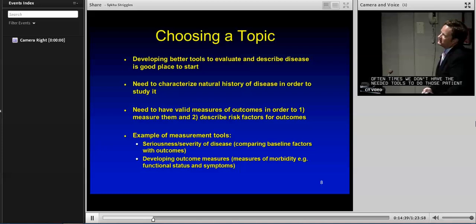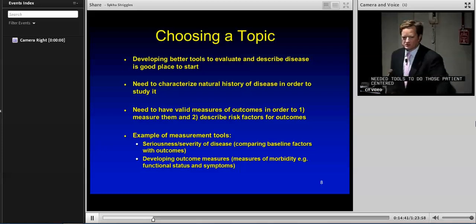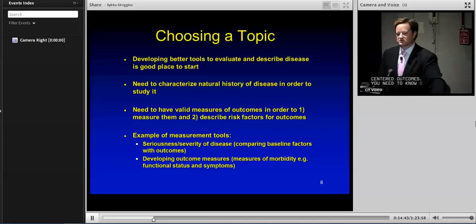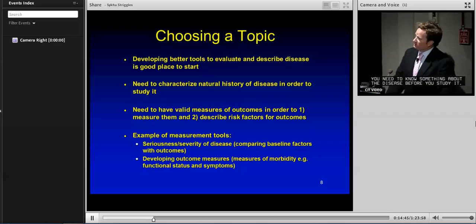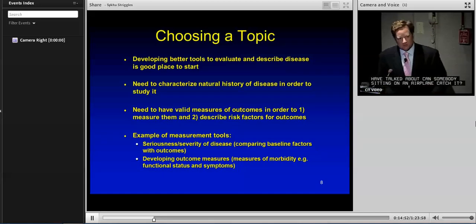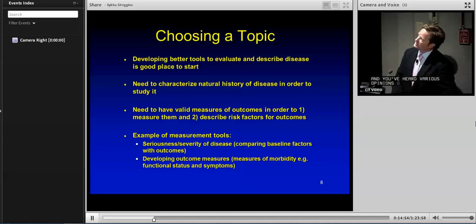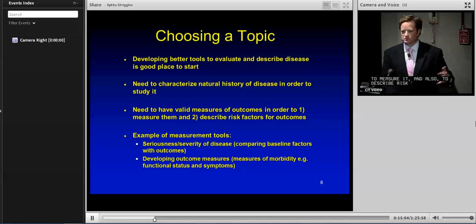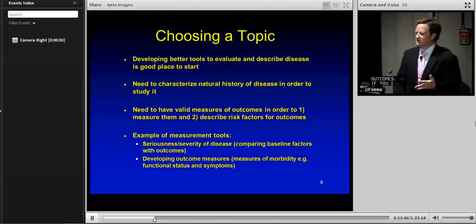The other thing is you actually need to know something about the disease before you're going to study it. So for instance, with Ebola, people have talked about, well, can somebody sitting on an airplane actually catch it? And you've heard various opinions on the news as to whether that's actually the case or not. So you actually have to know something about the disease. And then you need to have valid measures of outcomes in order to first of all be able to measure it and also to describe risk factors for those outcomes. If you say somebody's going to do poorly, you need to have the outcome measured.